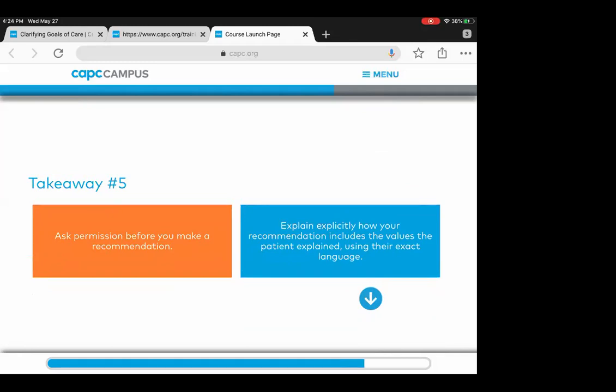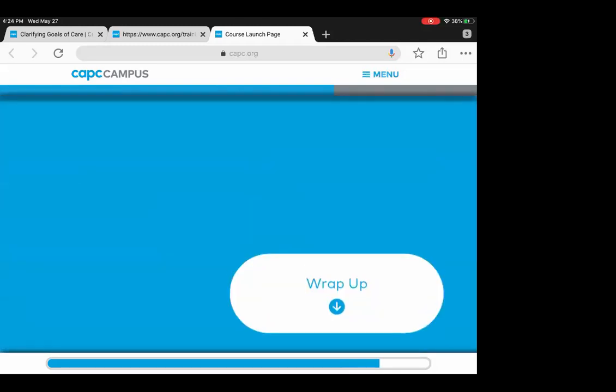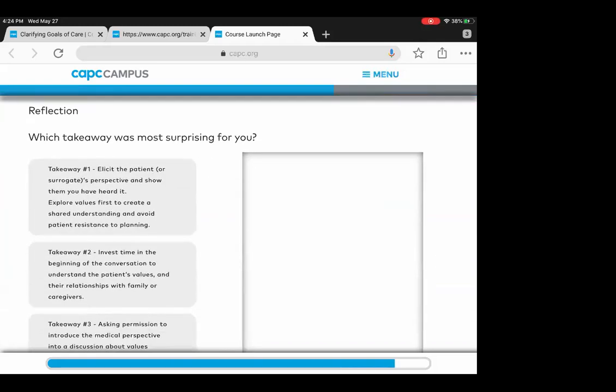So I think that's a good point too, to use things that the patient has said to tie in to what those recommendations would be. So if they've talked about, I want to be at home with my family, certainly a good tie into how hospice could help you stay at home with your family, those kind of things. So wrapping up, which takeaway was most surprising?